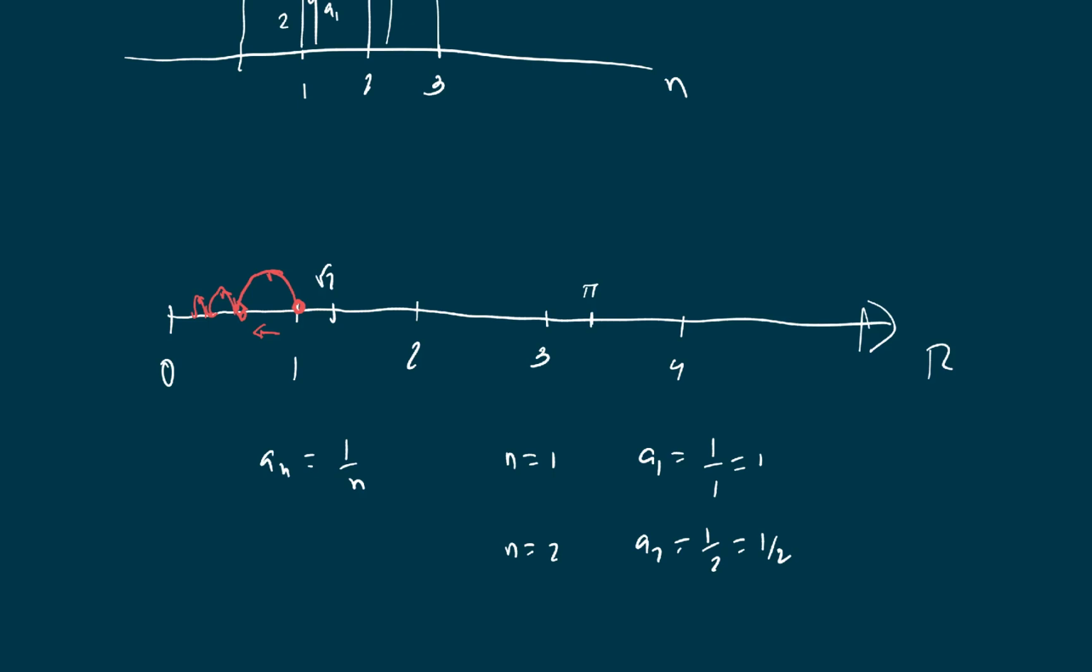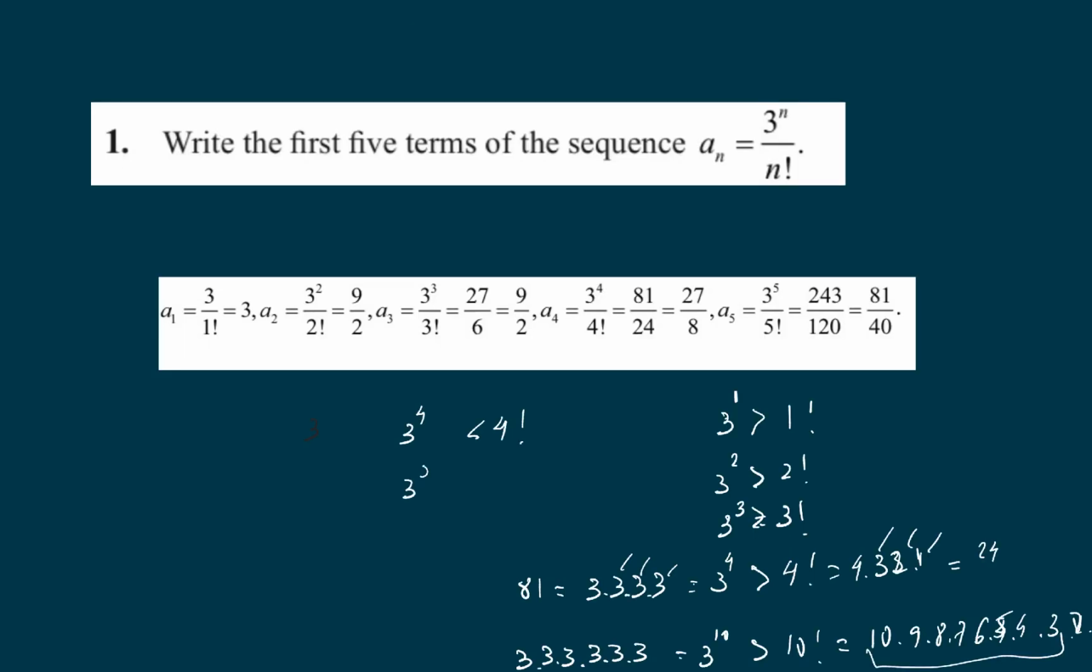Okay, let's go do problems. In this problem, we practice writing terms of a sequence. If they give us a sequence like a sub n equal 3 raised to the n divided by n factorial, who is a1, a2, a3? a1 is when n equals 1. When n equals 1, I generate a1. Well, it will be 3 raised to 1 divided by 1 factorial. So a1 would be 3.